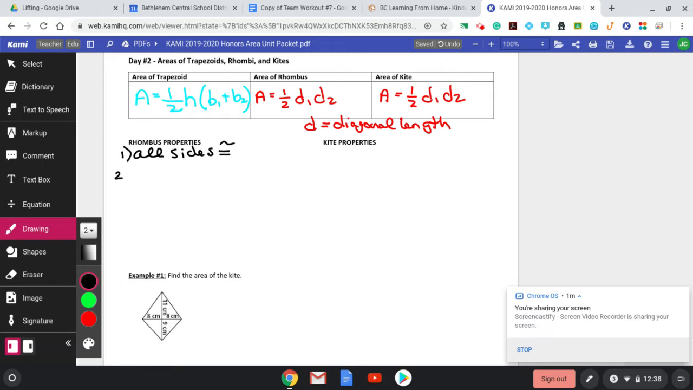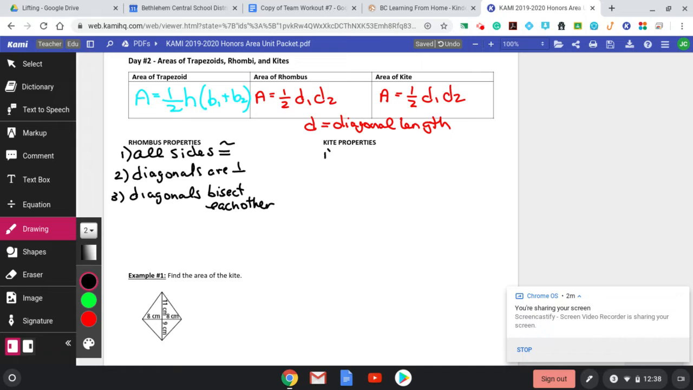Okay. Now specifically about the diagonals. Diagonals are perpendicular. And another key fact, because it is a parallelogram, the diagonals bisect each other. Okay, the diagonals bisect each other. All right, so hopefully that will help you out remembering when working with a rhombus.